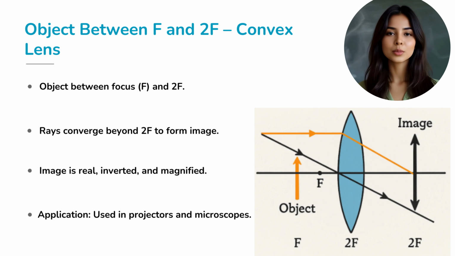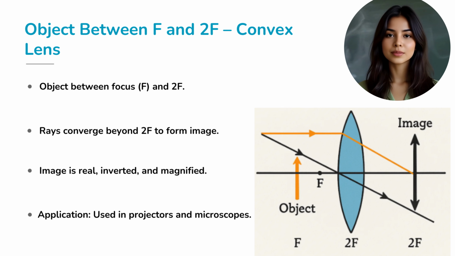This principle is put to powerful use in projectors and microscopes. In a projector, a small slide of film is placed between f and 2f and the lens produces a large image on the distant screen. That's why you can watch a full movie on a big wall, even though the film reel itself is tiny. Similarly, in a microscope, placing the specimen close to the lens magnifies it, letting us study details invisible to the naked eye.